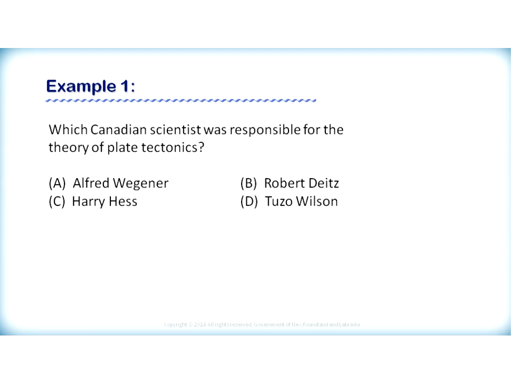Let's look at some examples. Example number 1 reads, which Canadian scientist was responsible for the theory of plate tectonics? The Canadian scientist that put forth evidence and the basis for the theory of plate tectonics was John Tuzo Wilson. So the answer to this question would be D.